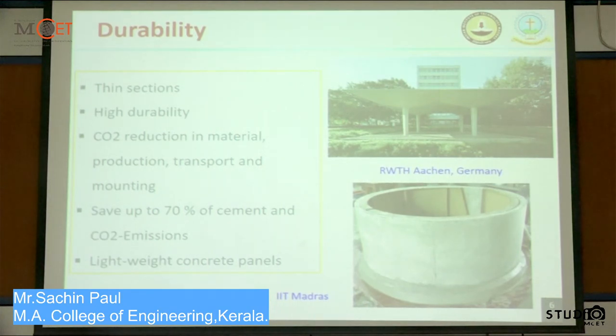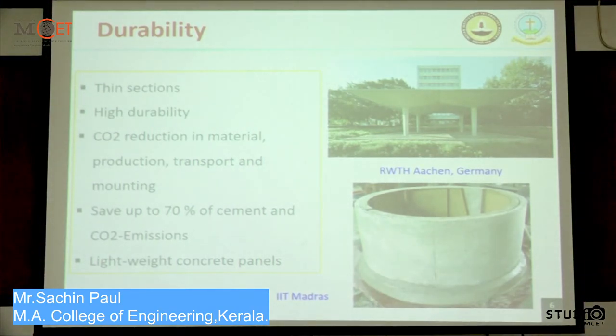25 mm. The thickness was just 25 mm, or 2.5 centimeters. That was the design we made for the treatment unit. Normally, if you use conventional steel reinforcement, you will go for 70 mm or 100 mm or 120 mm thickness. So that is the amount of volume of material you are optimizing in the case of textile reinforcement.